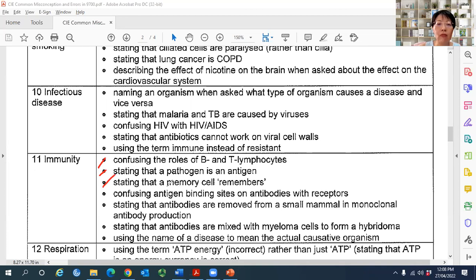Stating that a memory cell remembers. Ayo, memory cells do not remember lah. Cannot simply say, this is called pasar malam answer. How to get the mark? You need to give an A-level answer, not a pasar malam answer. Remember means pasar malam. Everybody can say that. Then what for you study A-level? So what do the memory cells do?